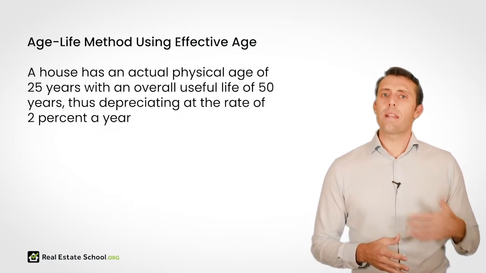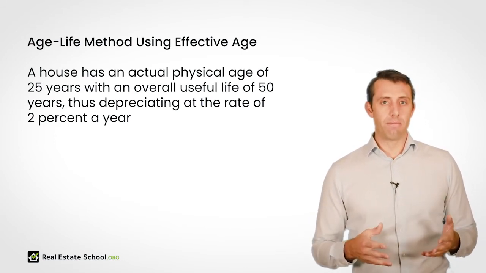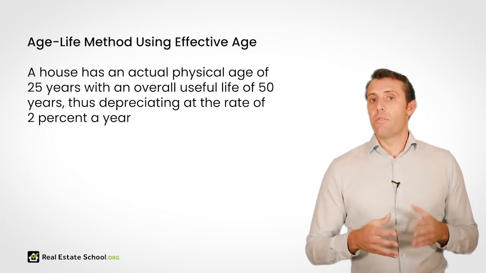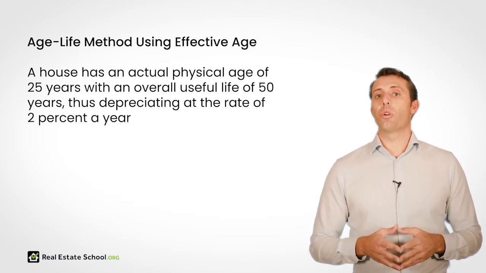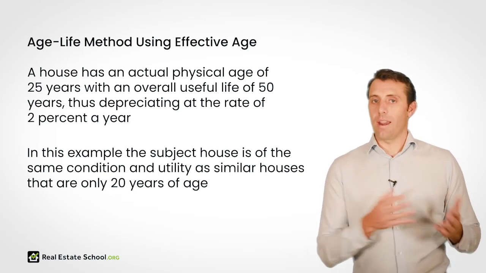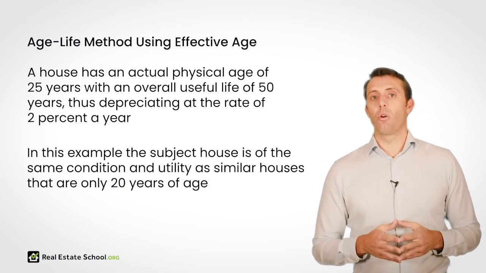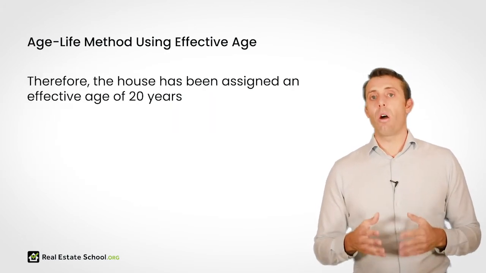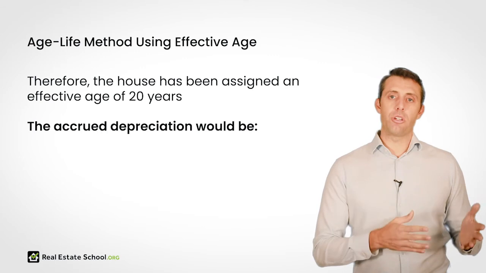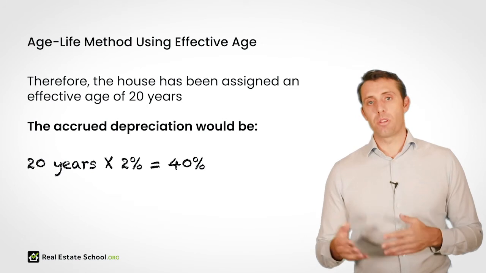If a house has an actual age of 25 years and an overall estimated useful life of 50, we would depreciate 2% per year. For accounting purposes, if it was straight line method, total depreciation would currently amount to 50% of the original cost of the improvement. But since we're not accountants, we need to consider effective age. After looking around, similar improvements are only 20 years old, which would place our improvement at an effective age of 20 years. Accrued depreciation would therefore be 20 years times 2% for a total of 40%.